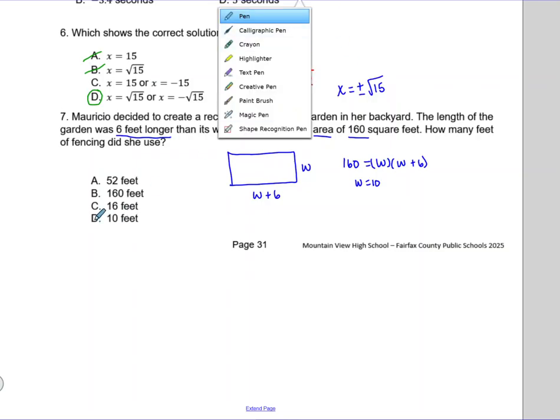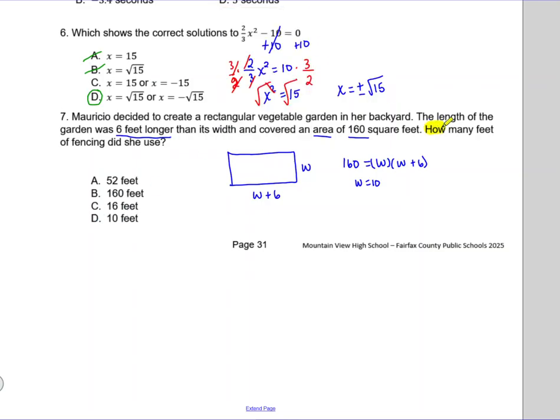That's not my answer, because it says how many feet of fencing do you need? So a fence is when you have just the outside. Whenever you have a fence, you're looking for the perimeter, not the area. I already know what the area is. Now I'm looking for the perimeter.